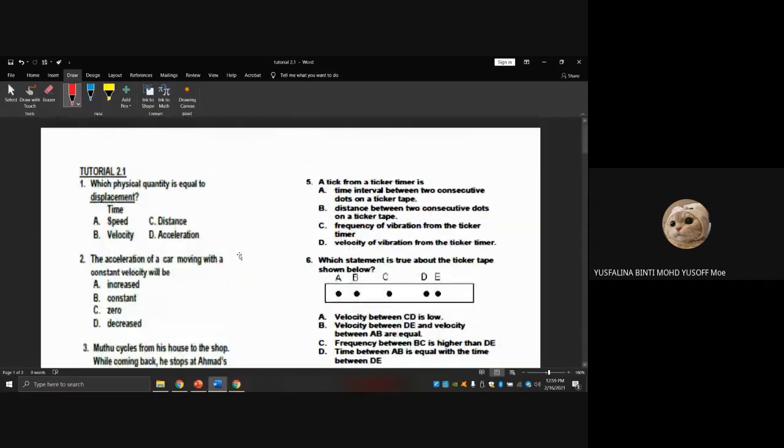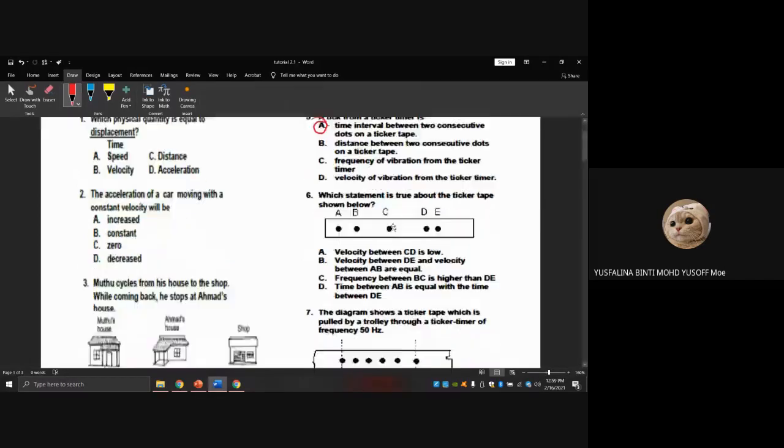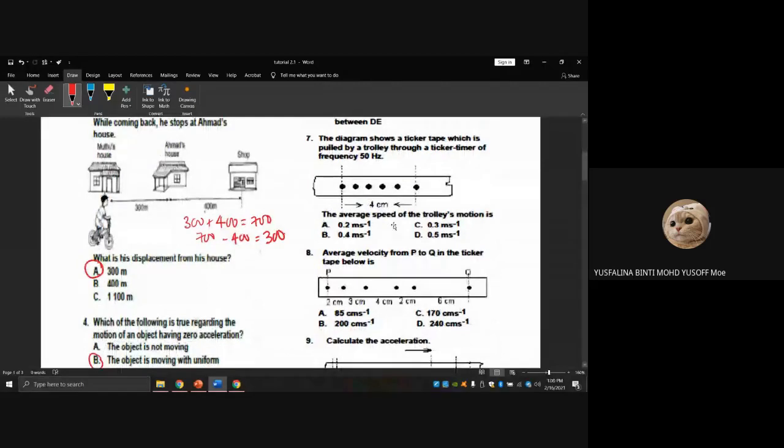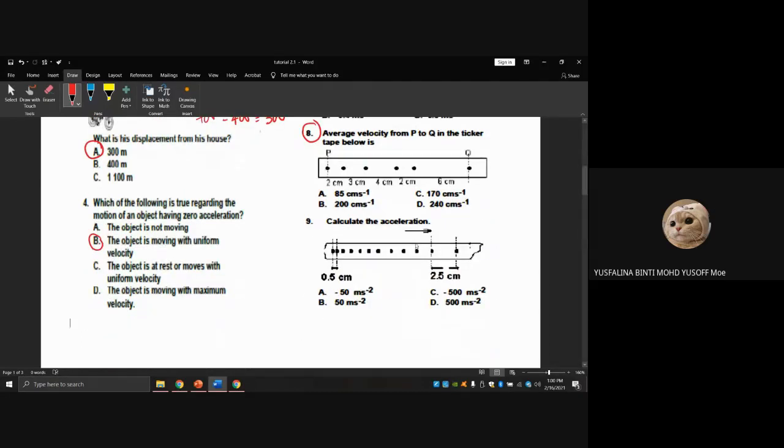A tick from a ticker timer is a time interval. Yes, number 5 is A. A tick from a ticker timer is a time interval between two consecutive dots on a ticker tape. Very good. Alright, as homework, I want you to try question number 7, number 8, and also number 9. Okay, 7, 8, and 9.